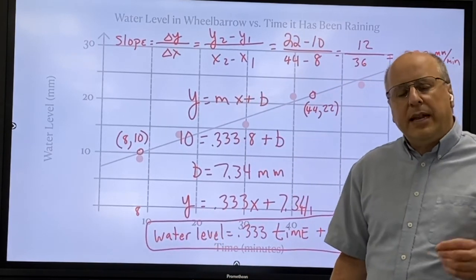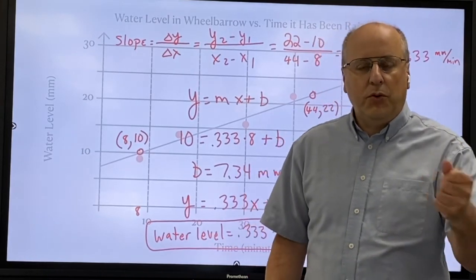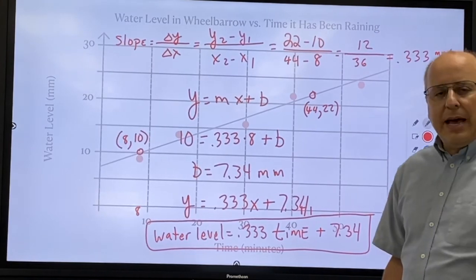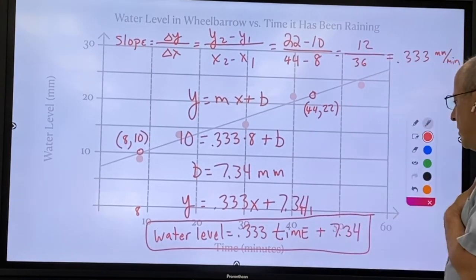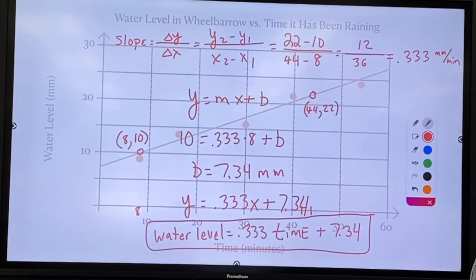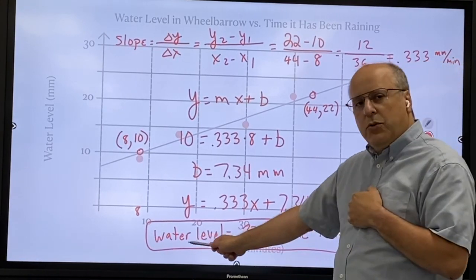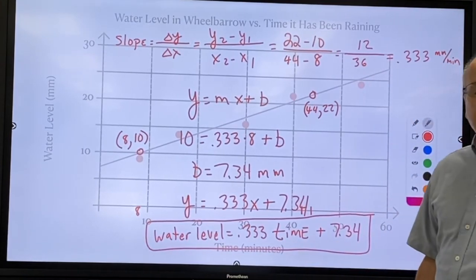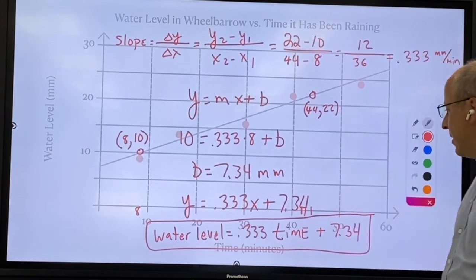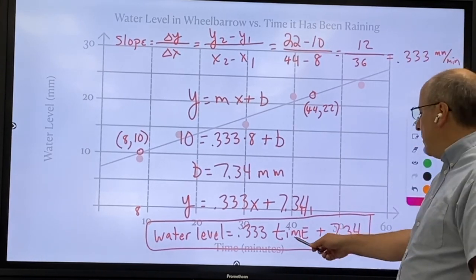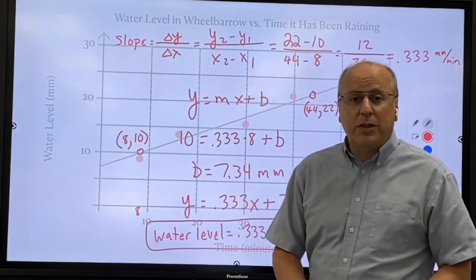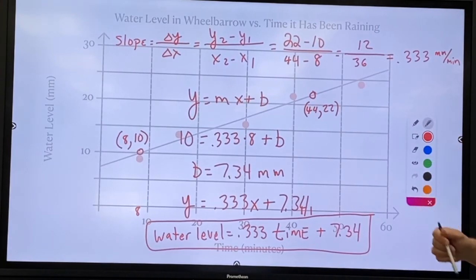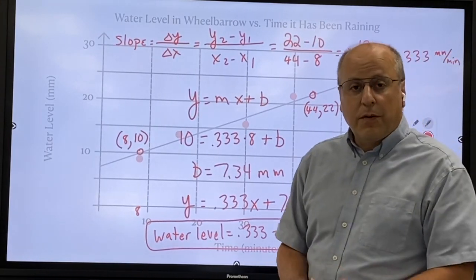You could then use that equation to make predictions on things that you didn't measure, or to figure out things that happened when you weren't actually measuring. So for instance, if I said, when did it hit a water level of 20? You'd put in 20 and solve for time. You then could say, what if it continued to rain for another 60 minutes? Okay, so then we put in maybe a time of 120 and figure out what the water level would be. Okay, so again, this is the process that you need to know to find the equation for a linear graph.